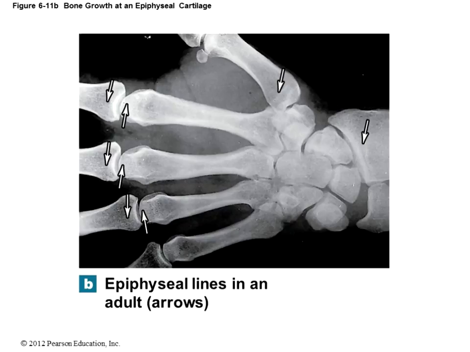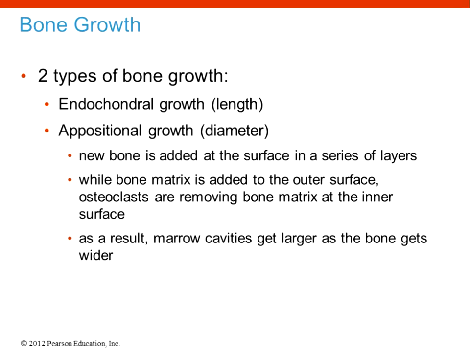In the adult bone, you can see no more spaces, right? They've left what are called epiphyseal lines instead of that space that was there previously, and now you know that the bone is no longer growing, and that's the furthest it will grow. So, endochondral growth is also referred to as growth in length. Okay, as long as the cartilage is present, the bone will continue to grow in length. Appositional growth is growth in diameter.